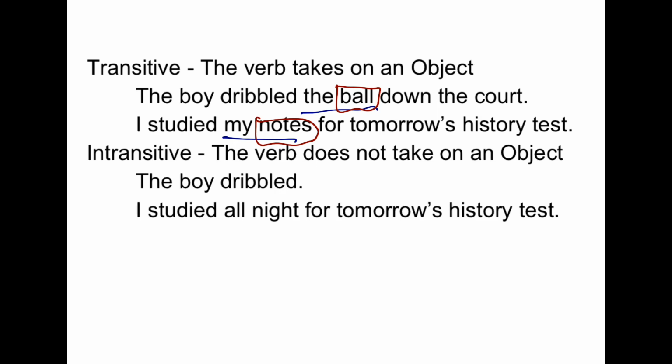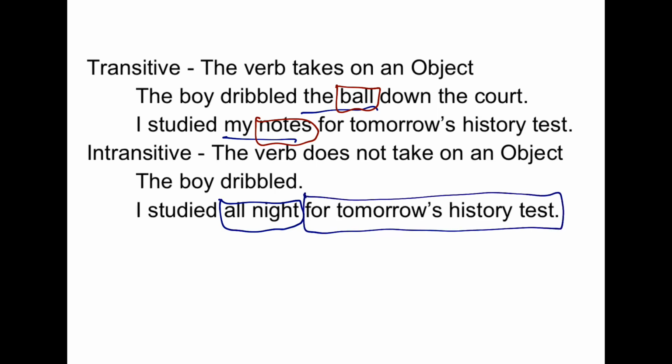In the intransitive examples, the verb does not take on an object. The boy dribbled, but there's no noun after that telling us what the boy dribbled. And in the second example, after I studied, we have several phrases. We have this adverbial phrase, all night, which tells us how we studied or when we studied. And we have this prepositional phrase, for tomorrow's history test. But neither one of those is a noun that answers the question of what you studied.